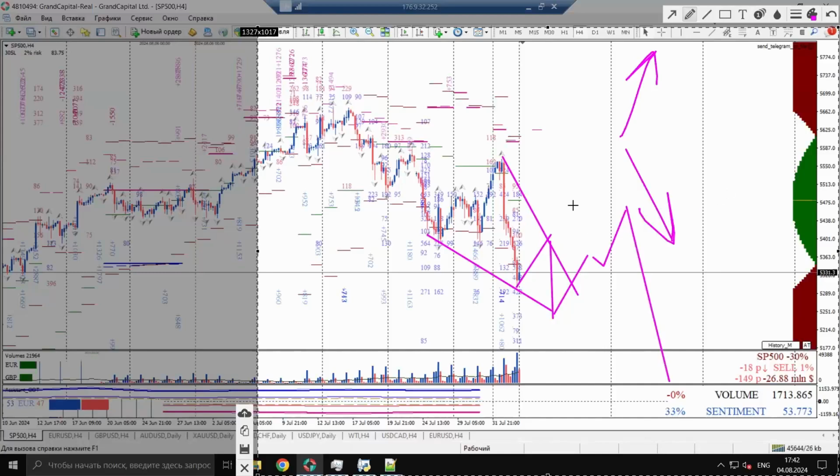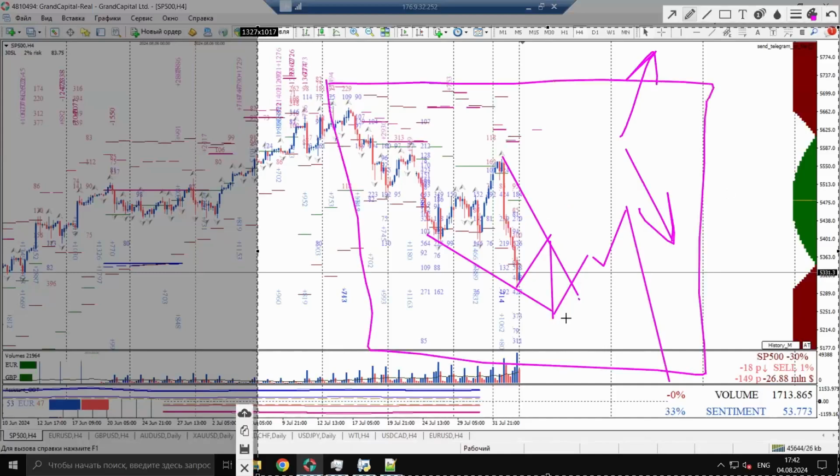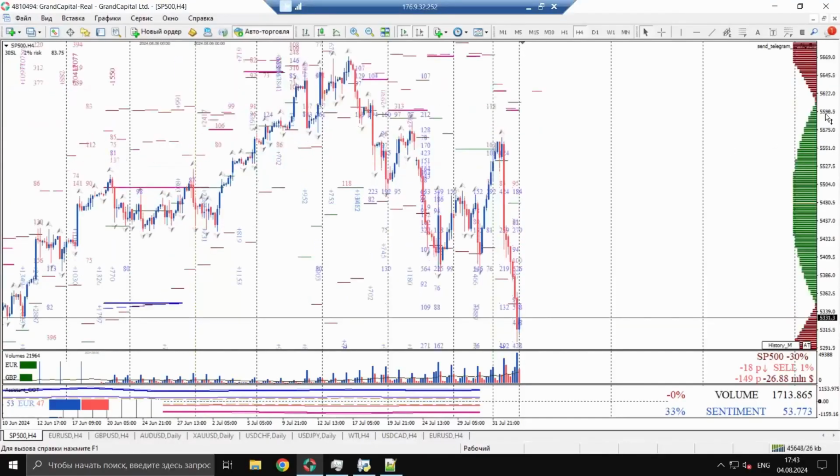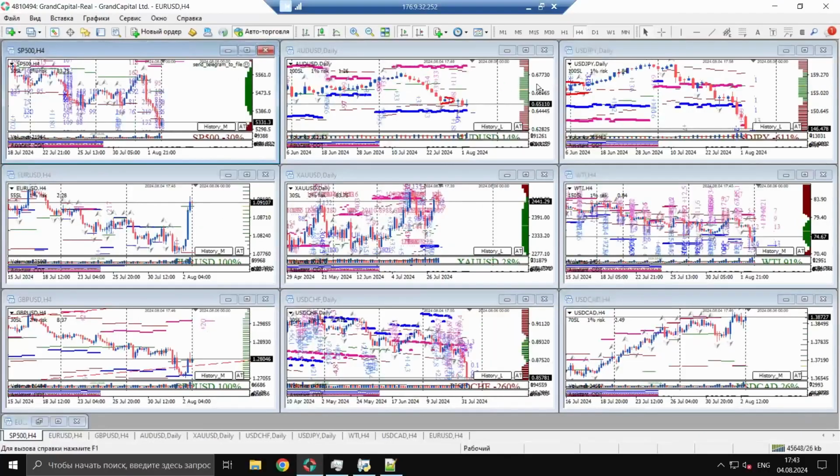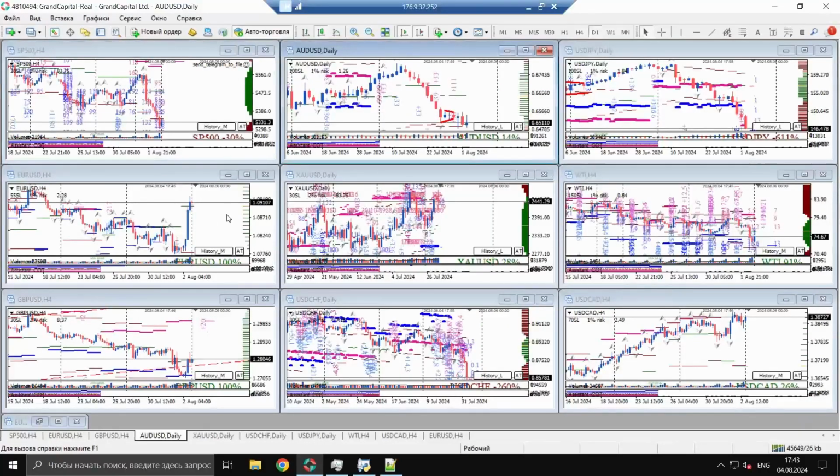Once the situation resolves in one direction or the other, we will have a clearer view and can make decisions accordingly. Additionally, remember to closely monitor the situation in the Middle East, as it can impact many trading instruments.